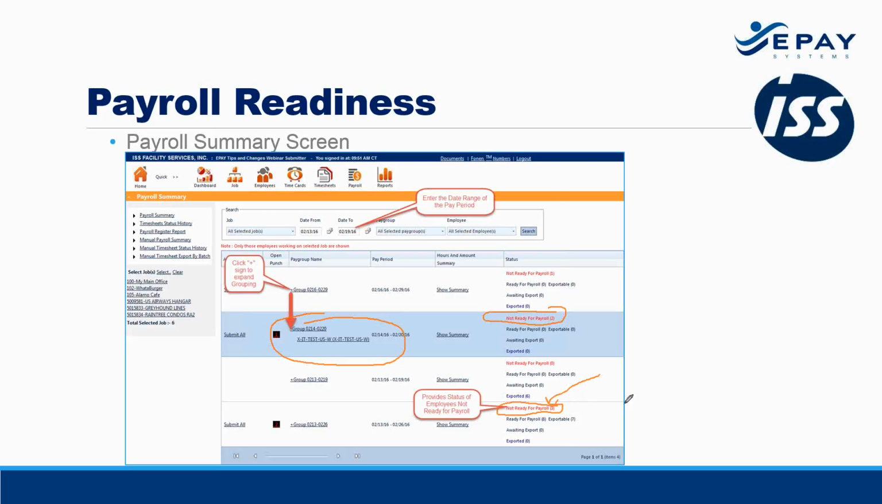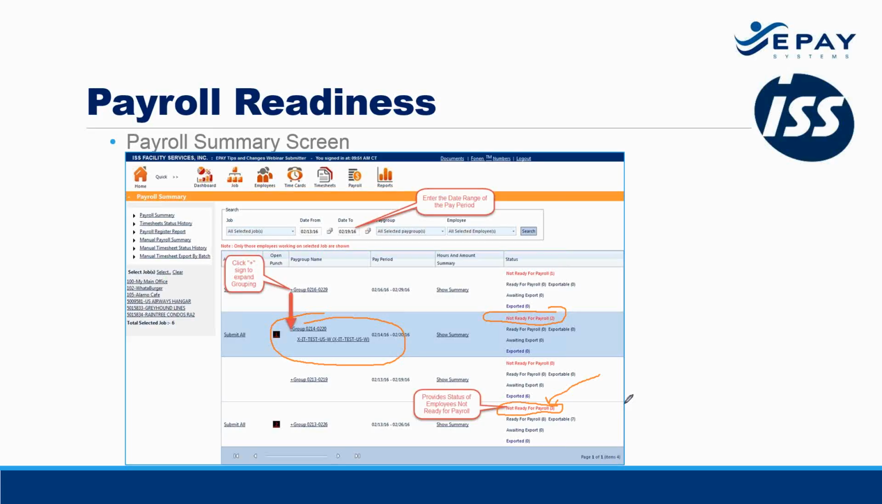When you do that, it'll actually tell you specifically who these 3 employees are that are not ready. It'll tell you specifically what is going on with them. More times than not, they have simply not been submitted. That's more times than not the issue when you see a not ready for payroll. They just haven't been submitted or may not have been approved yet.